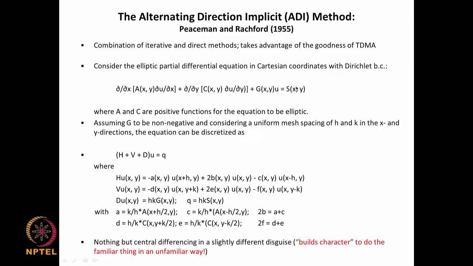from here. Okay, so q is the right hand side term, d is a diagonal term which involves the value of u only at the ij point, and so that is given by this one here. So when you put all these things together, then you can put it in this particular form. So a is k divided by h times a at x plus h by 2, so that is a at i plus half j, and c is i minus half j, and d is i j plus half, and e is i j minus half.